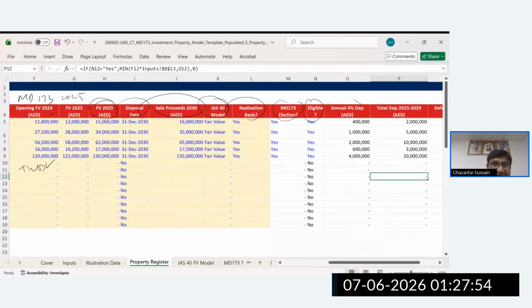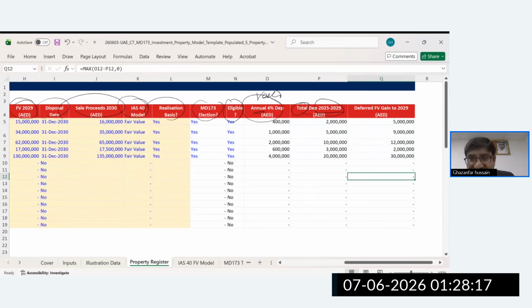Yes, annual depreciation is charged. How much depreciation is charged so far? The total depreciation charge is this, from this period to this period, meaning up to 4 years. This is the depreciation per year, and this is the total. This is the annual, meaning yearly, and this is the total for the period. So how much depreciation is charged? So now the deferred gain to 2029. So these are the deferred gains.